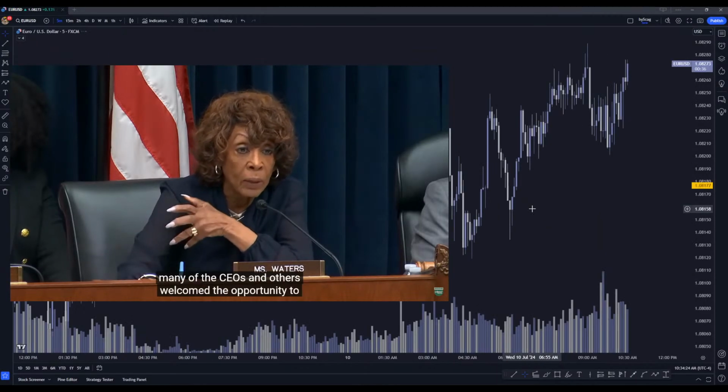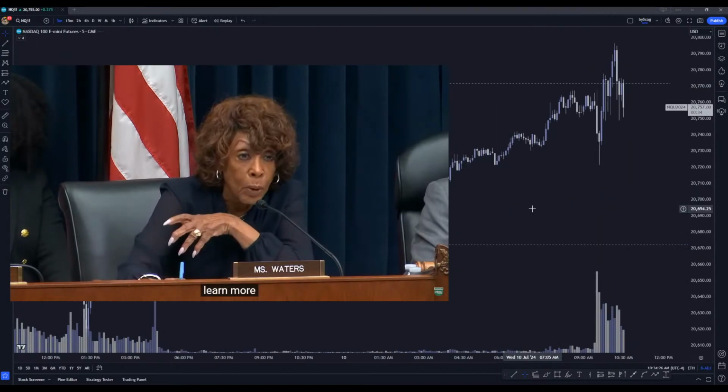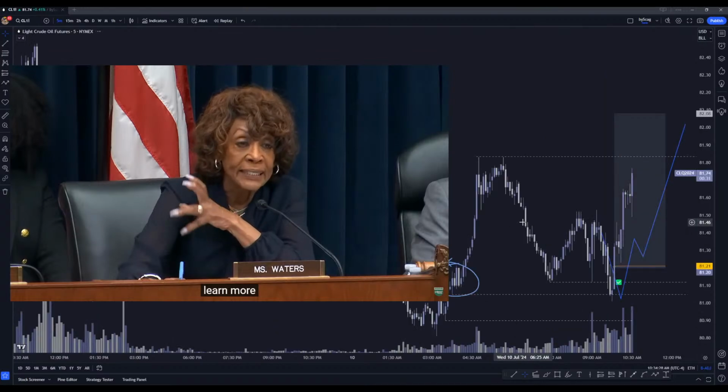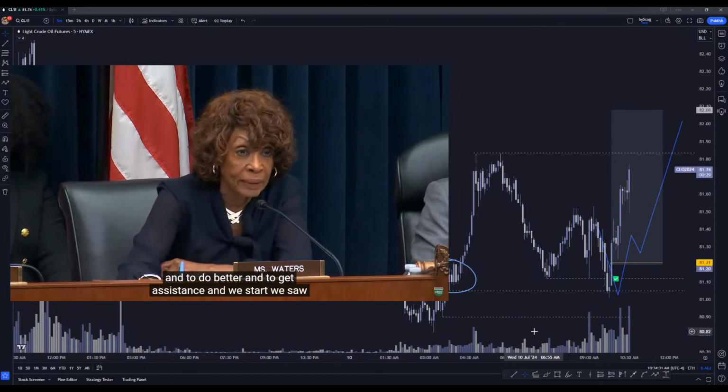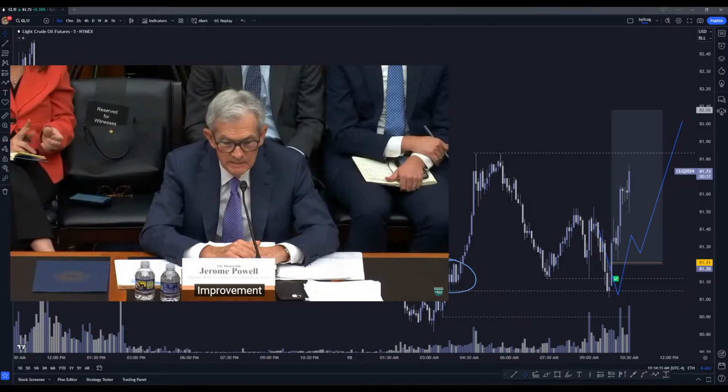and others DXY, gold welcome moving down. the opportunity to learn more indices and to not do better really doing and to get too much. assistance. And we saw Again, that's still, improvement it's like I said, oil is still the best setup of the with day. diversity and inclusion.